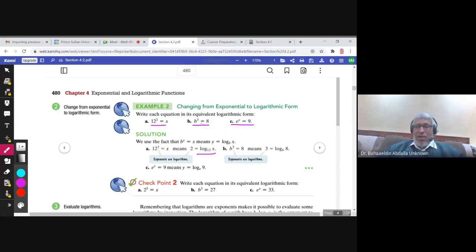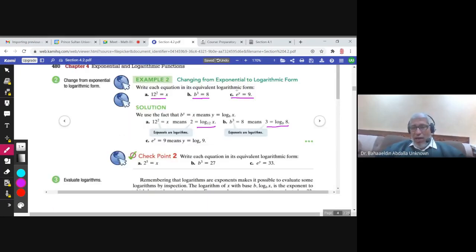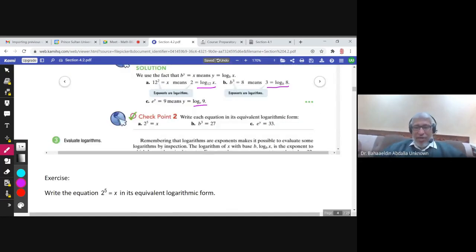Okay, here 3 equals log 8 to the base b. Okay, here y equals log 9 to the base e. Okay, this is how we change between the forms. So for example here, the answer of this one would be 5 equals log x to the base 2. Here 3 equals log 27 to the base b. Here y equals log 33 to the base e.